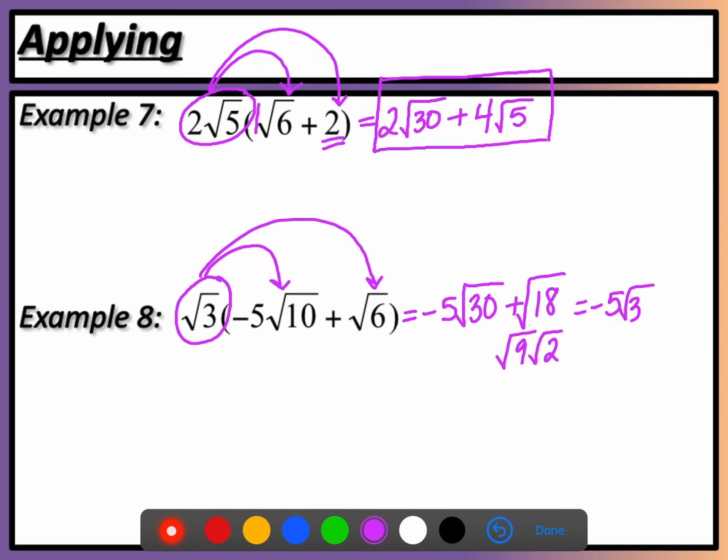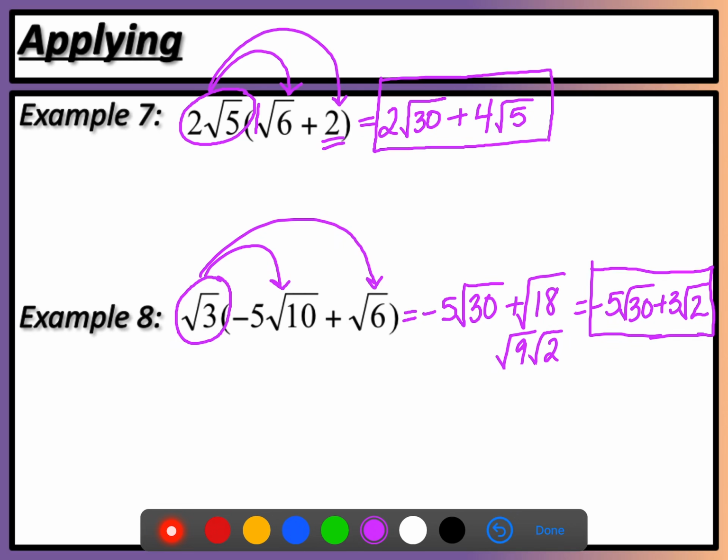So negative 5 root 30 plus 3 root 2. Okay, and that's our final answer, because root 30 and square root of 2 are not like terms that can be added together.